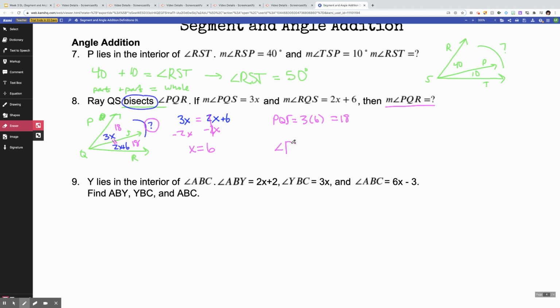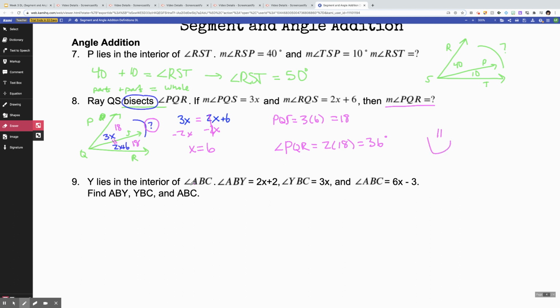So angle PQR is 2 times 18, which is 36 degrees. Okay, so now I'm done. Now I've answered the question that they asked. All right?